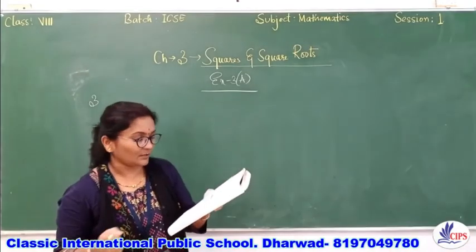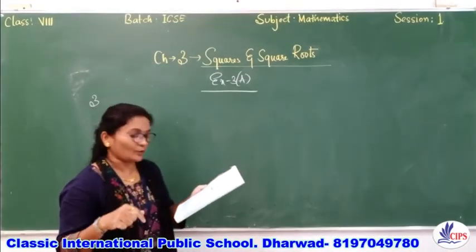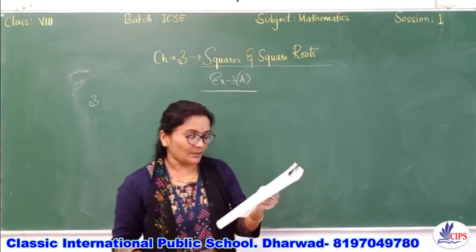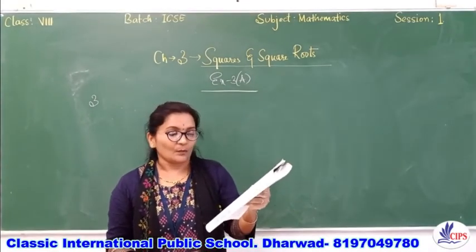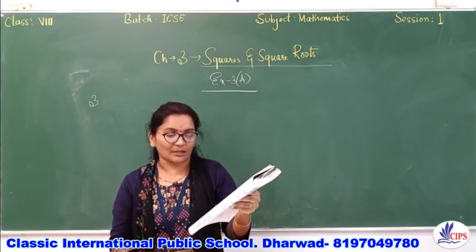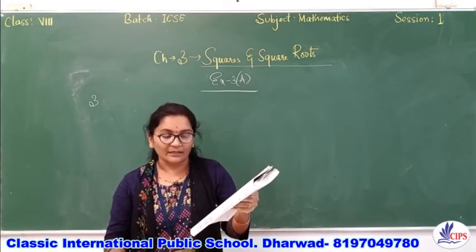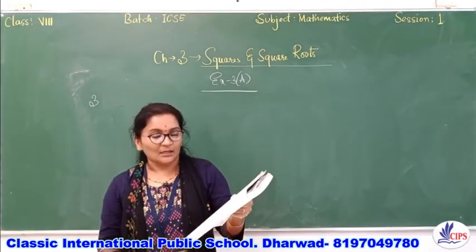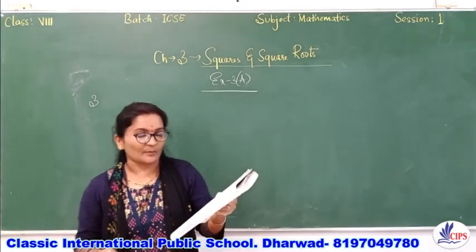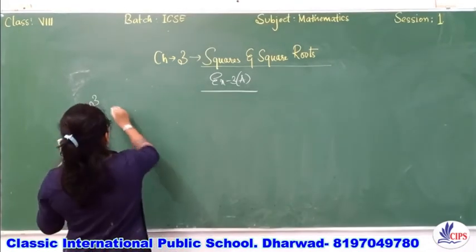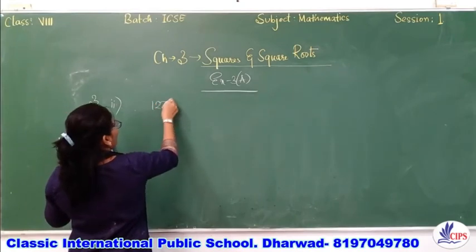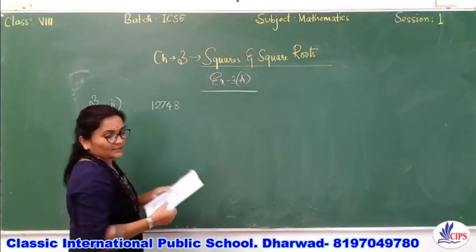Let's begin our third main, second one. So here also we have got a similar sum. Here they have asked you to find the smallest number by which 12,748 must be multiplied so that the product is a perfect square. So again here the given number ends with 8, so it's not a perfect square number. So let's factorize and find out what has to be multiplied to it. The number is 12,748. So let's factorize it.